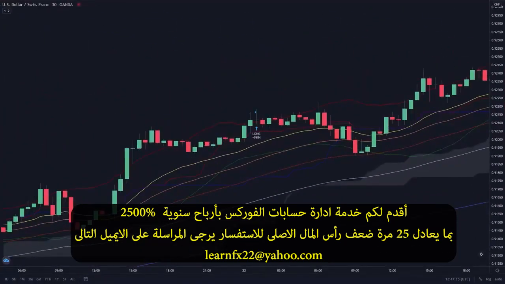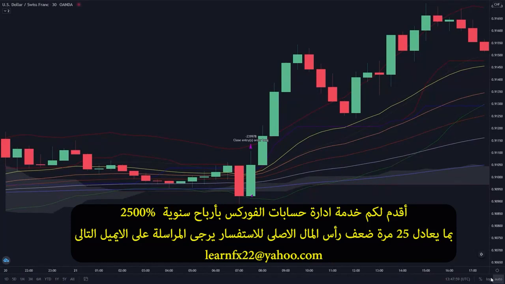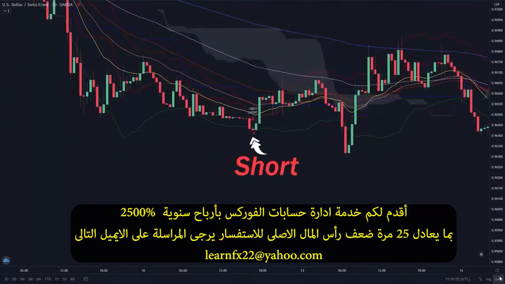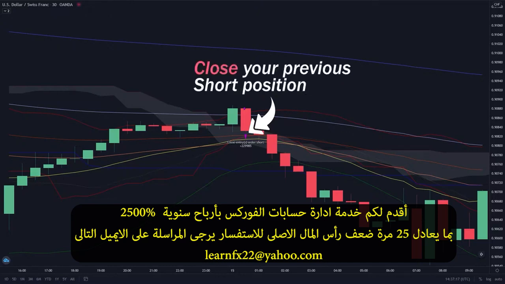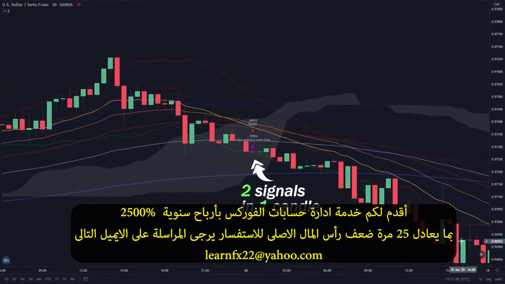It's pretty self-explanatory. If the indicator displays a long signal, it means you are taking a long position. And if the indicator displays a close entry long, it means you close your previous long position. And if it displays a short signal, it means you open a short position. And a close entry order short means you close your previous short position. And if it displays two signals in one candle, it means you need to do both, like this scenario. This means that you close your previous long position and you enter a new short position at the same time.